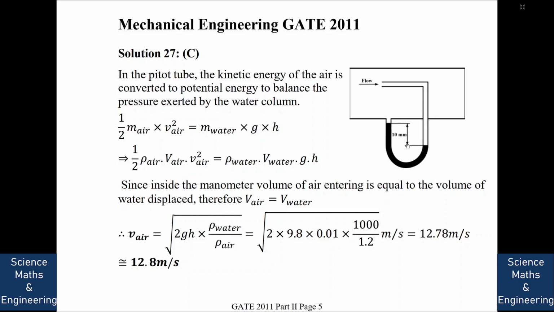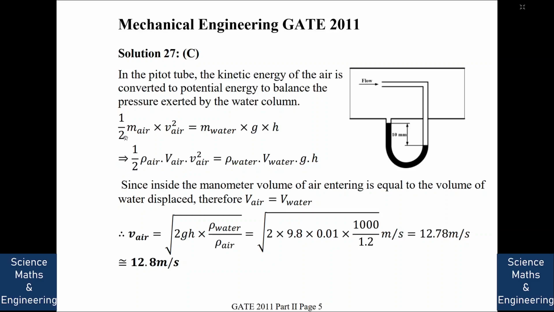See, at this point, the pressure exerted by the water is mass of the water into g into this height h. So mgh is the pressure exerted by the water column. Now this water column pressure is equal to the kinetic energy of the incoming air. So as the air comes, once it enters the pitot tube, it will try to push this water till the air velocity becomes 0. So the whole air velocity is compensated in making this manometer go up. So mgh would be equal to the kinetic energy of the air, that is half of mass of air into velocity of air whole square, so half of m v square.